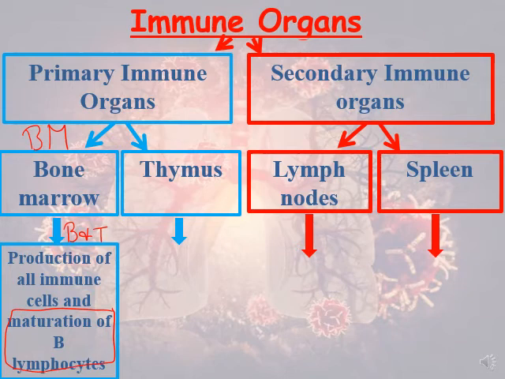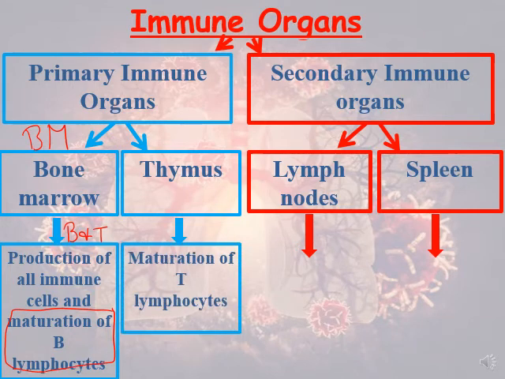What is the role of the thymus? The thymus has an important role, which is only the maturation of T. So B and T are produced where? In the bone marrow. B matures in the bone marrow, whereas T matures in the thymus. How can we remember that T lymphocytes mature in the thymus? T lymphocytes start with the letter T. Thymus starts with the letter T.